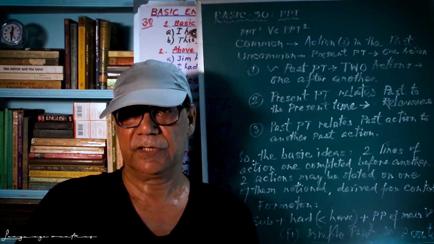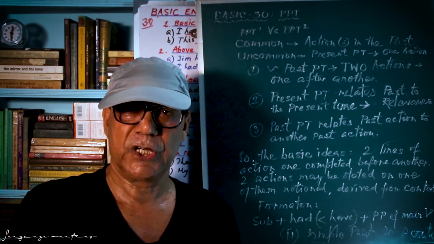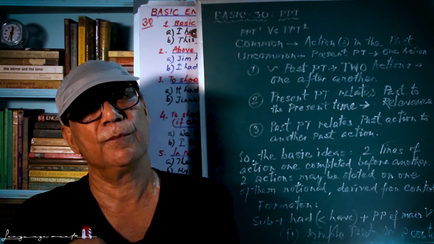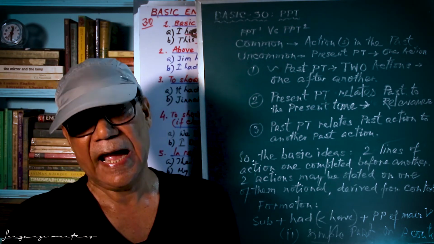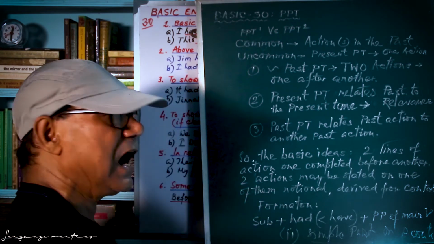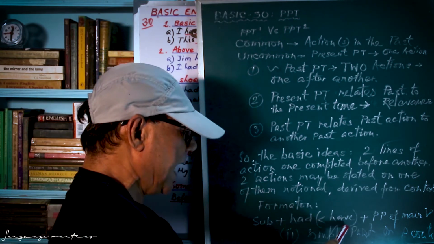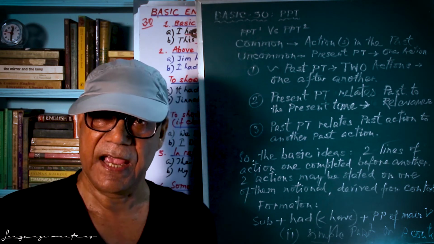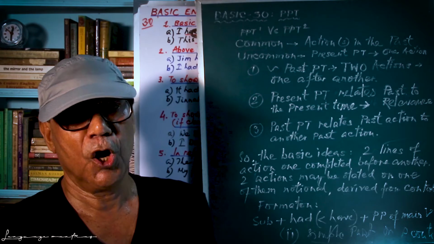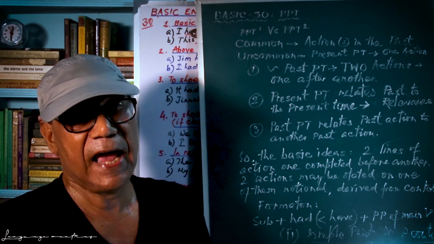So let's see the formation. Formation is very simple. If you know the formation of the present perfect tense, past perfect tense formation is almost the same, except has and have will be replaced by had. Let's see. Subject, I, had. Have, past tense had. I had, then past participle form of the verb. I have gone, I had gone. In the past perfect tense, it would be I had gone.